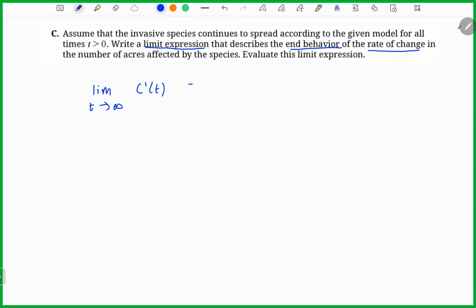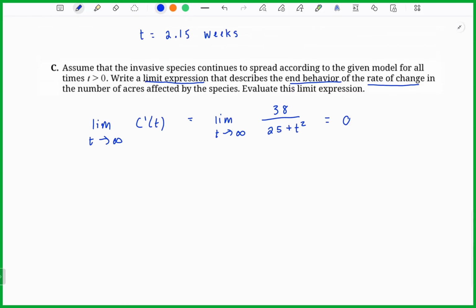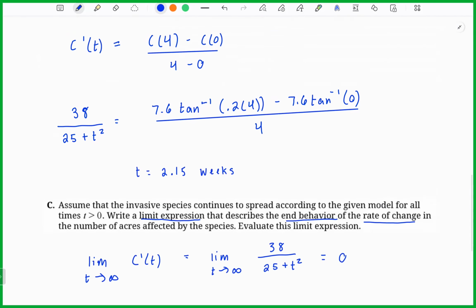And so remember that C prime of t, we've been told, is equal to 38 over 25 plus t squared. And so that is a fairly straightforward limit for us to evaluate. That limit is simply equal to 0. In other words, what this is telling us is that as t goes to infinity, eventually we stop spreading, which potentially can be a consequence of having fully infected the grove. This is also consistent with the actual function we're looking at, namely arctan, which we know asymptotes.